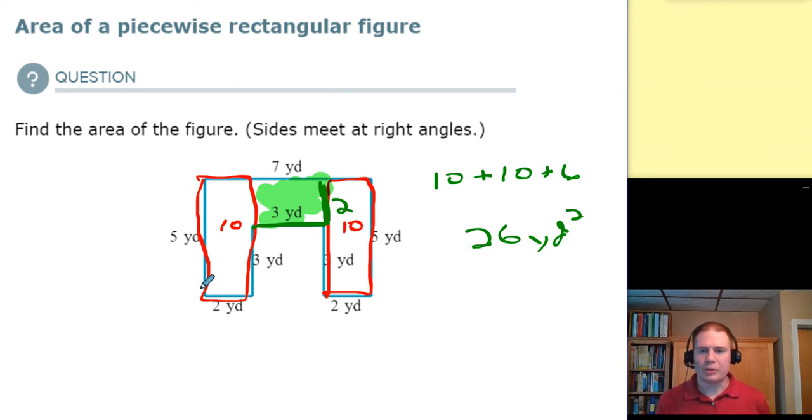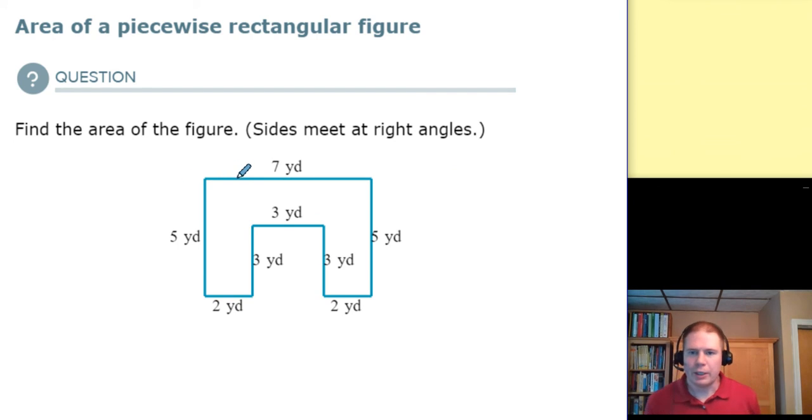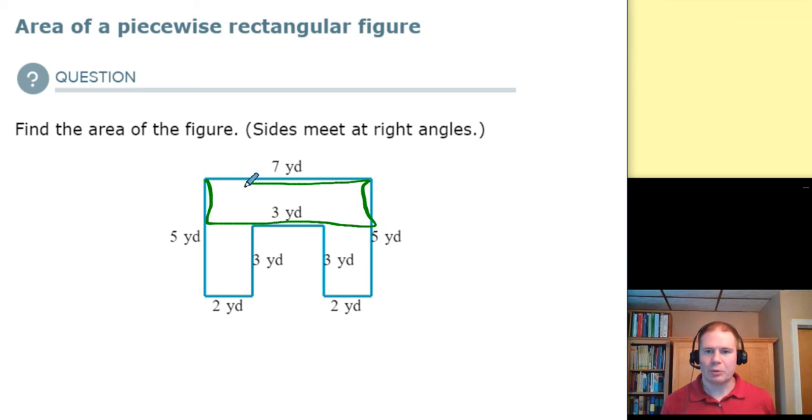Okay, now maybe instead of seeing tall, skinny rectangles, you look at this same shape and you see, well, it's like a table. Here's the tabletop. There's a rectangle. And then I've got these 2 smaller ones underneath.